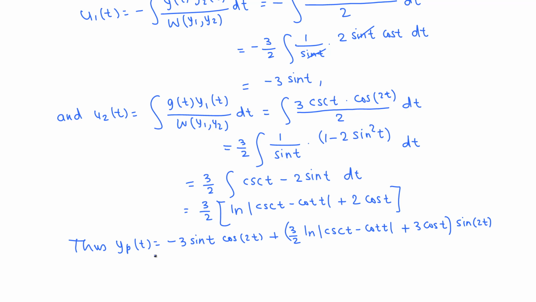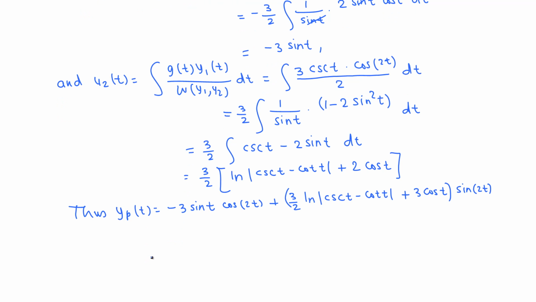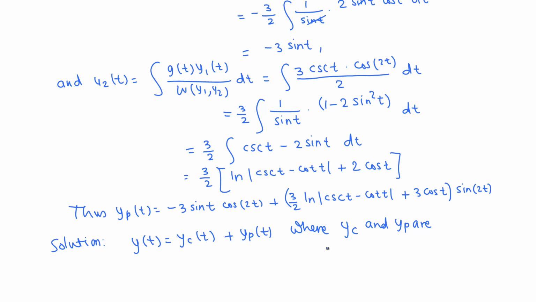And this particular solution plus the complementary solution is the general solution. So the solution of the original ODE is y_c, complementary, that was c1 cosine 2t plus c2 sine 2t. Go up and you can see that, plus y_p, where y_c and y_p are the ones found above. Okay, final.